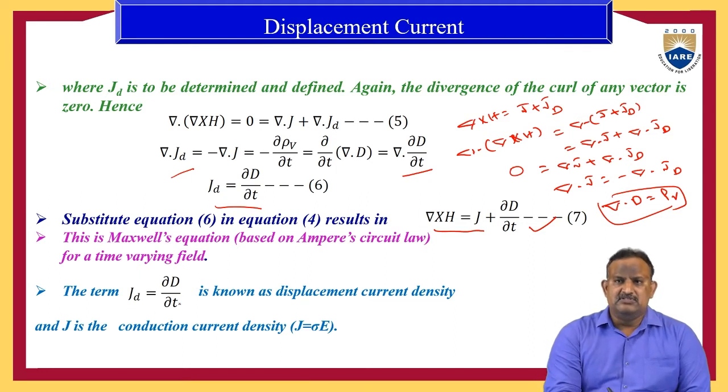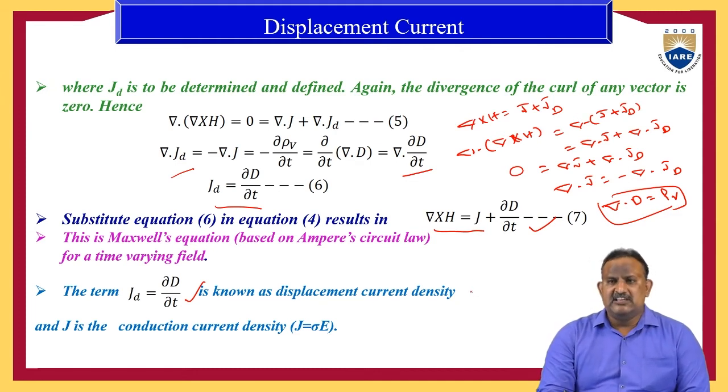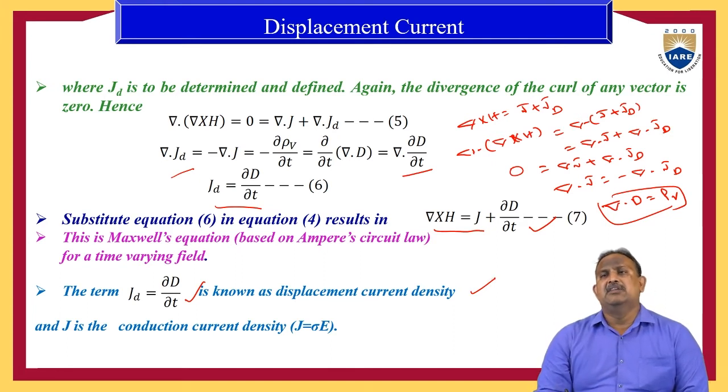The term JD equal to dou D by dou t is known as the displacement current density, and J is the conduction current density. Already we know the point form of Ohm's law, from which the conduction current density J is equal to sigma E.